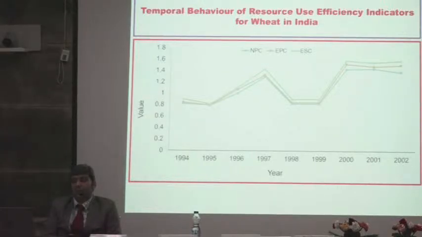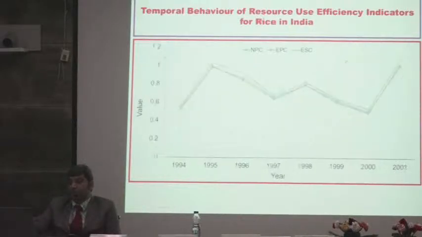So we can say that in terms of NPC, EPC and ESC, we are at par with global standards, because sometimes this value is less than 1 and overall it is nearby 1 regarding wheat. The situation changes with change in technology and change in prices. But this indication is from 1994 to 2002, and this gives a rough estimation of the resource use efficiency.